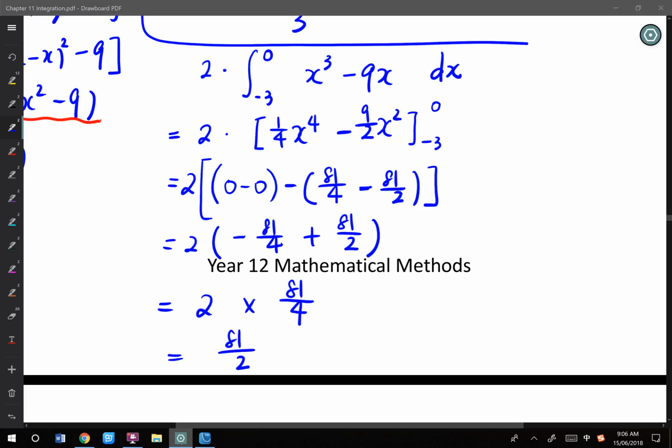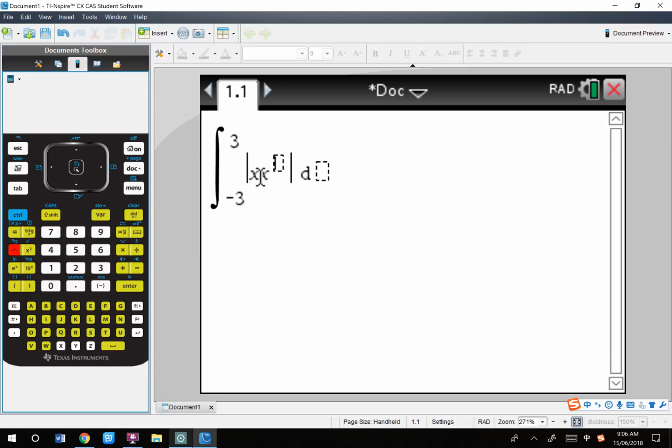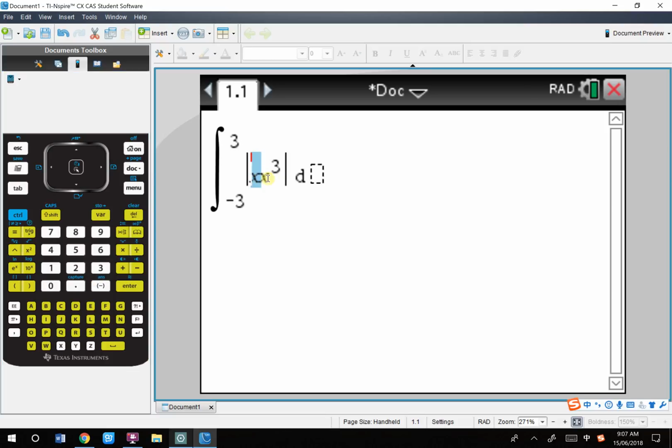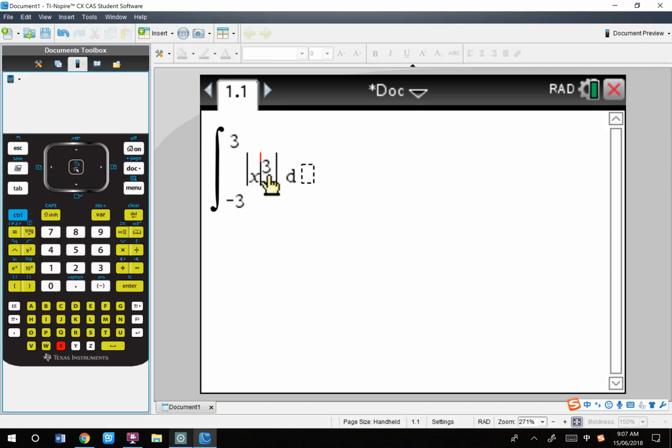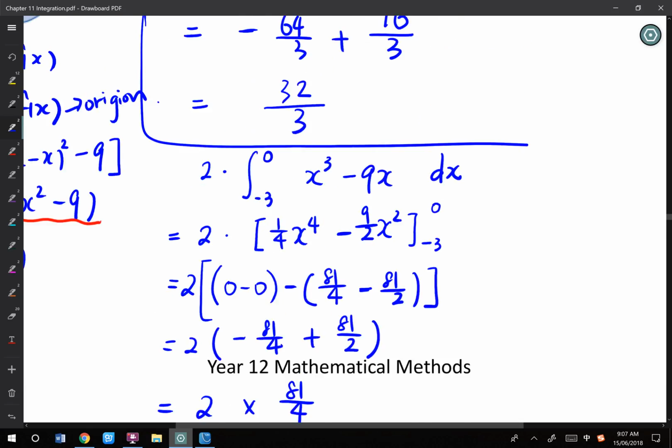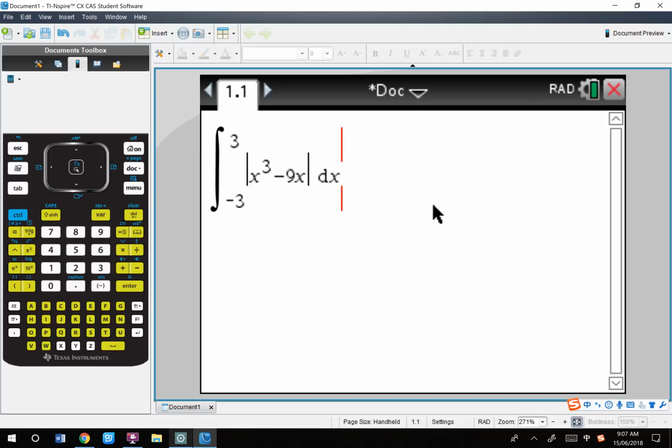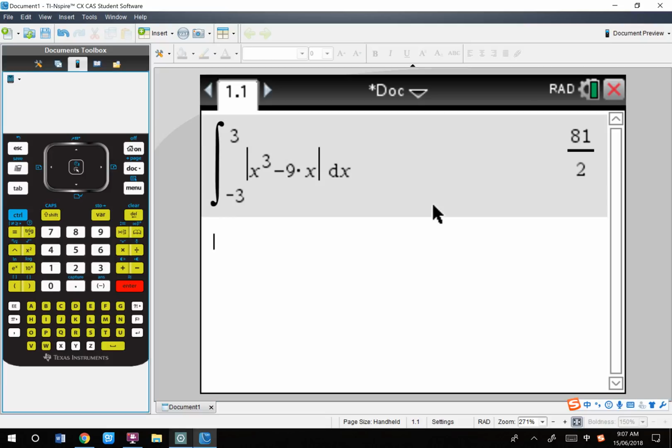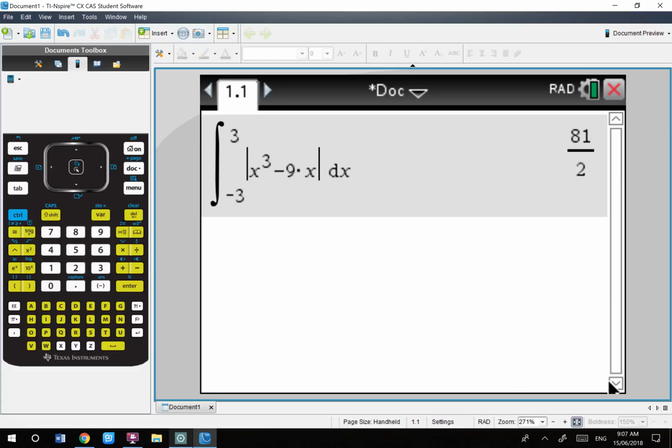So the function we have is x cubed minus 9x dx. I don't care about what function that is. I just absolute the whole function, flip it all up, and I just want the domain start point, finish point. Press enter. I have the same answer here, 81 over 2. So I just showed you how you can use calculators to directly get the answer.